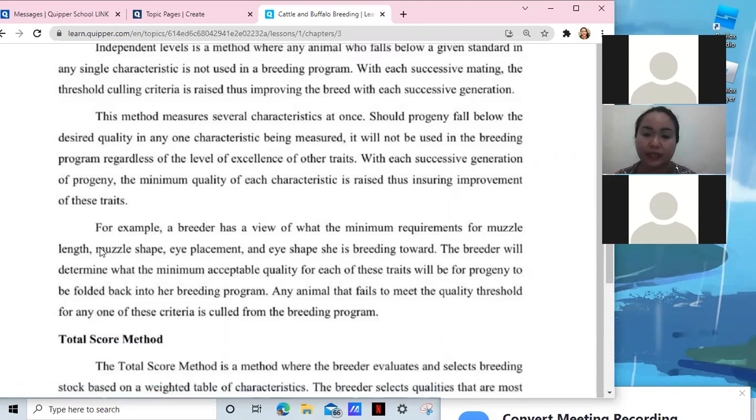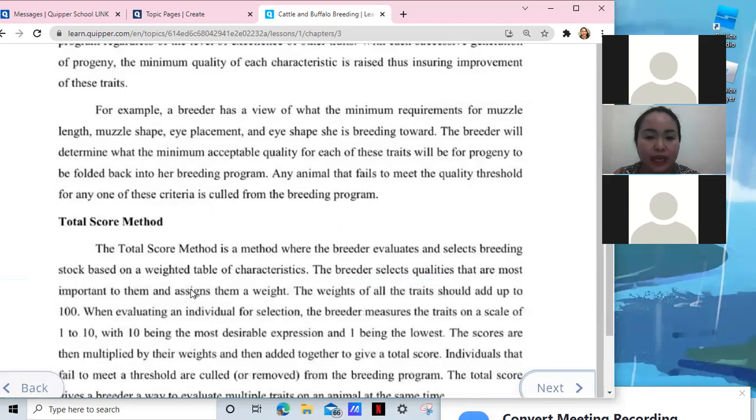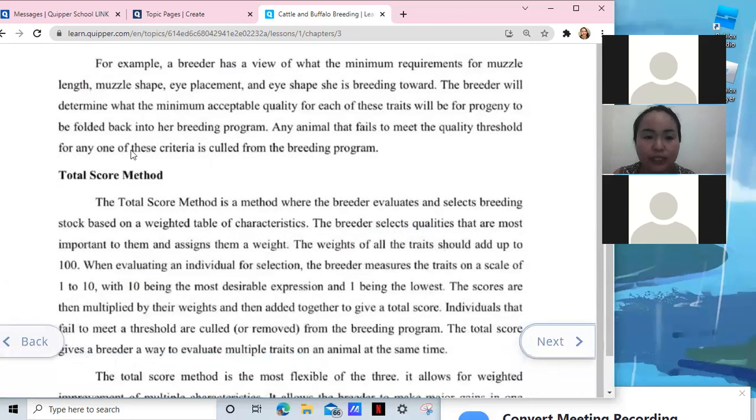Usually by crossbreeding, no? For example, if the breeder has set the minimum requirements for the muzzle length and so on, the eye shape. So ginagamit siya for further breeding. And if it is a minimum acceptable quality for each trait, then it is folded back into the breeding program. And if the animal fails to meet its standard quality, it's culled from the breeding program.